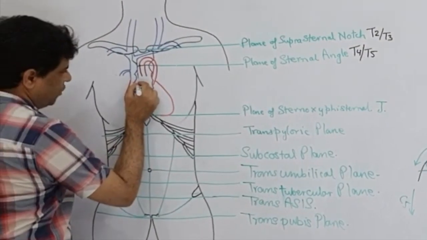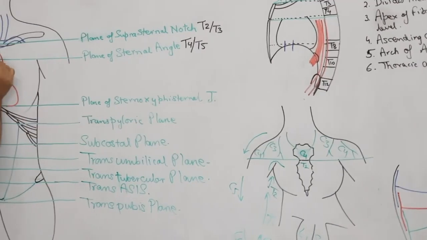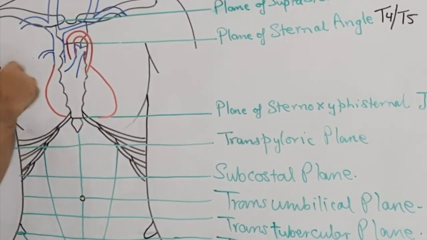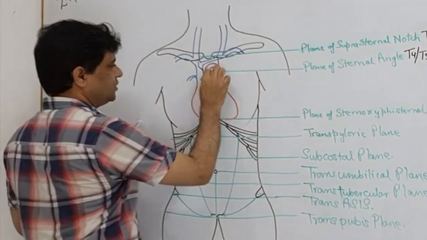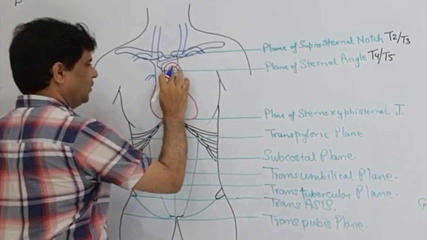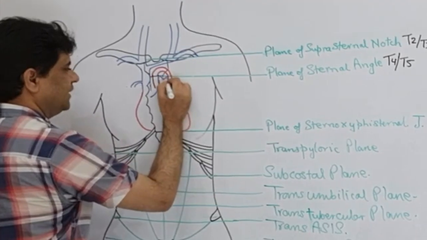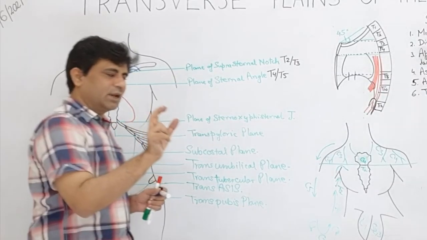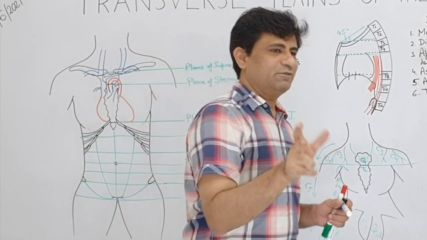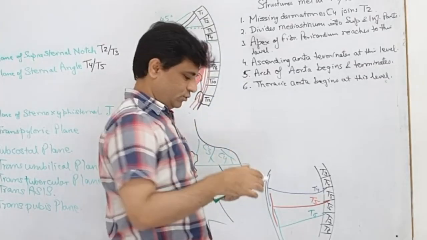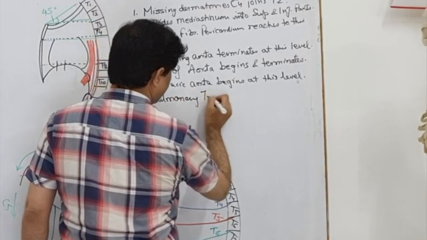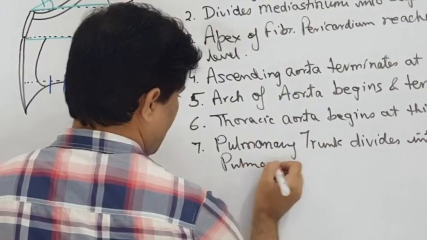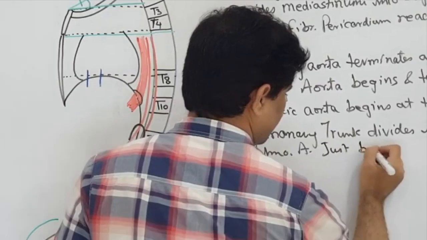And from the right ventricle there was this pulmonary trunk which was dividing into right and left pulmonary arteries below this arch of aorta. And this also is happening just a little below the sternal angle, or you can say at the level, in case they give it in an MCQ. But the fact is that the pulmonary trunk divides into right and left pulmonary arteries just below this level.